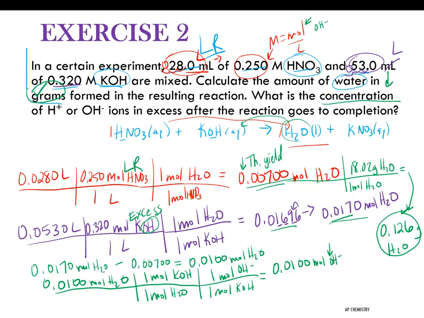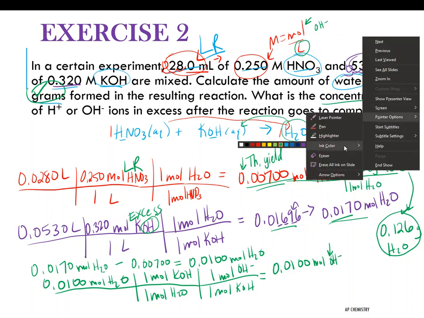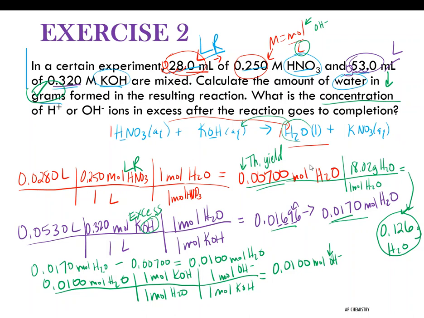The last thing that we need, of course, is the liters. And what do I need to consider now about the volume? What has happened to our volume up here? Yes, we've added, we have the 28 plus the 53. Okay, so now we have 81 milliliters of solution. So remember, you divide it by the new volume because we're talking about solution concentration. So divide it by the new volume. I'm just going to move it over 1, 2, 3, like so.